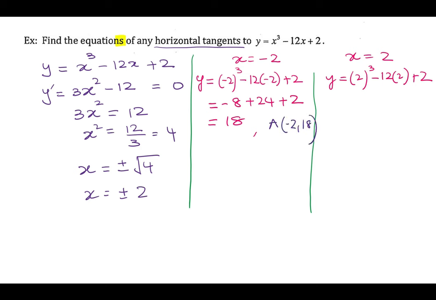Now let's find the other point. So y equals 8 minus 24 plus 2, which is 10 minus 24 or minus 14, correct? So the other point B is at 2, we have minus 14. Makes sense? This is a cubic equation. We got these 2 points where we have horizontal tangent, right?